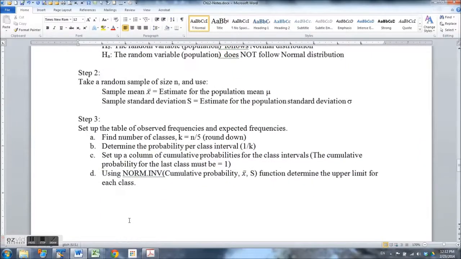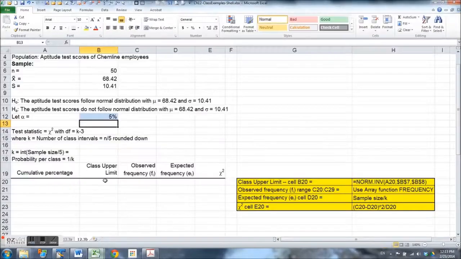Step 3 is to set up the table a particular way. We want to make sure that the expected frequencies for all the rows will be 5 or more. So we take the sample size and divide by 5, and that gives us the number of classes we need, such that we will have 5 as the expected frequency for each class. We need to round this ratio down. Okay, let's do that.